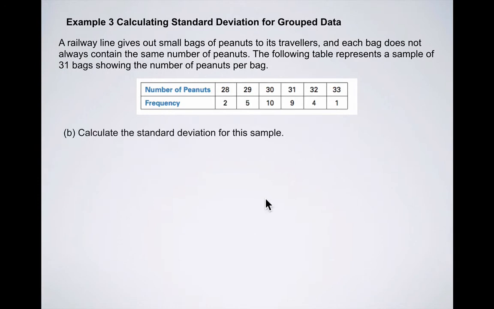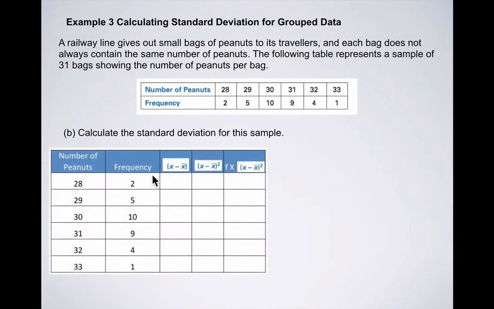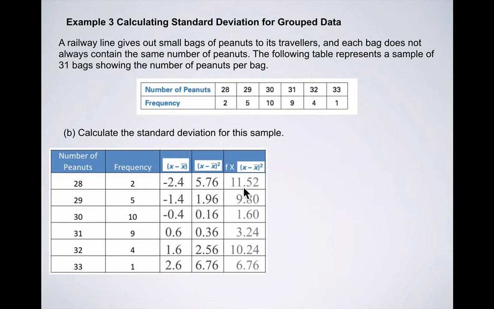So now, if we're going to calculate the standard deviation, we can use our chart, similar to what we used previously. So you take the data value, subtract the mean, which we calculated before as 30.4. And so when you do that, you get these values. And then if you square each of these values, you get the following. And then you've got to multiply the frequency times our x minus x bar squared. And you get those values.